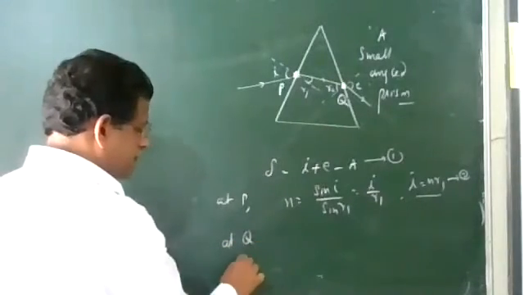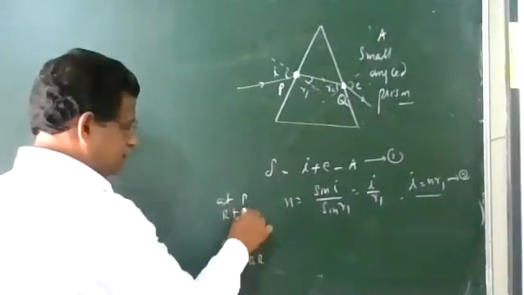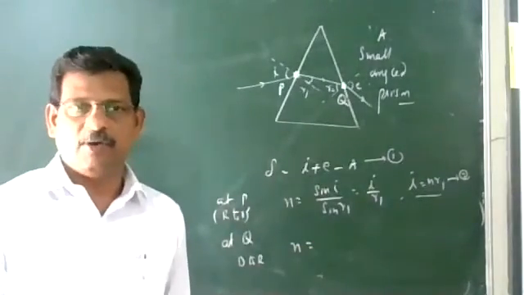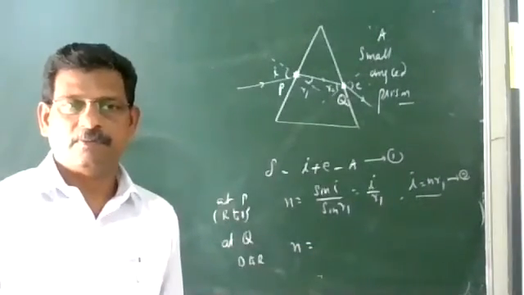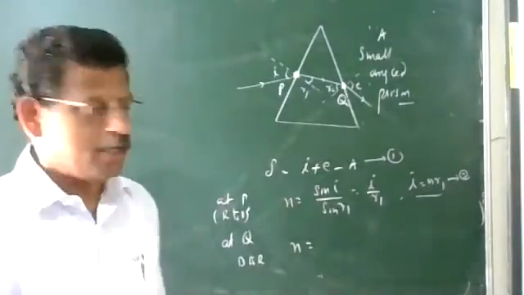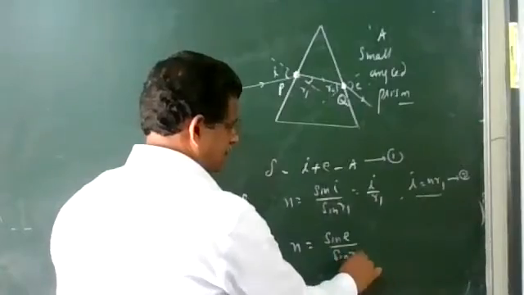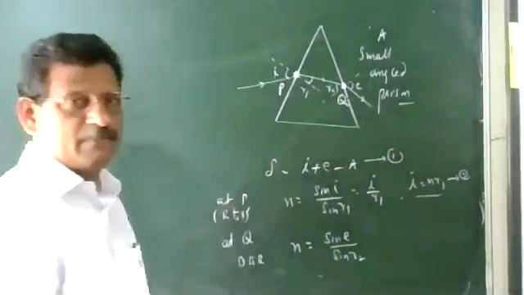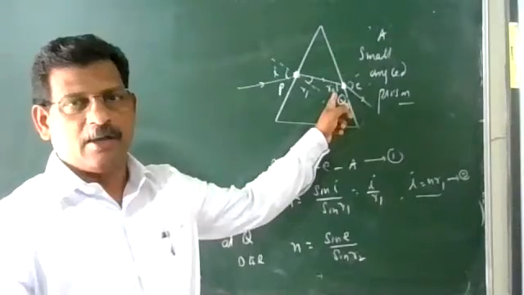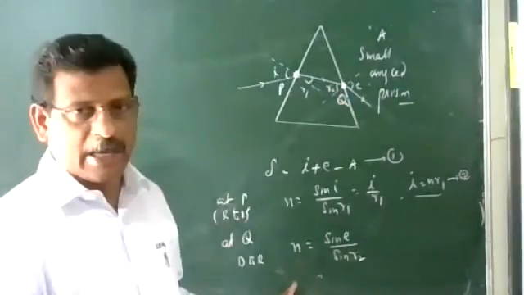Refraction at the first surface is from rarer to denser, and at the second surface from denser to rarer. So the refractive index of the material will be equal to the reverse of the prism's, sine i divided by sine r, and sine r2 divided by sine e, written in the reverse column.